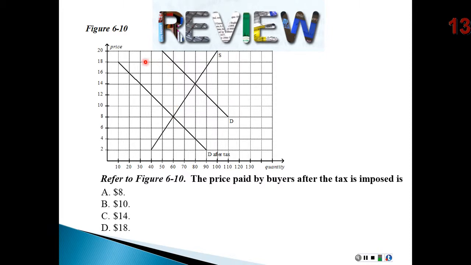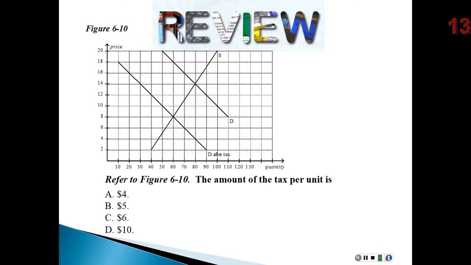Buyers would effectively pay $18 after the tax. Sellers would receive $8 after the tax. The size of the tax is obviously $10. The size of the market would reduce from 80 down to 60. Okay, so again, it says the price paid by buyers after the tax would be $18. Same market. What is the amount of the tax per unit? Well, again, it's this tax wedge here, and it would be 18 minus 8, or $10.